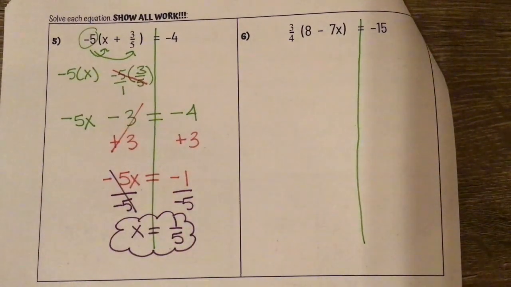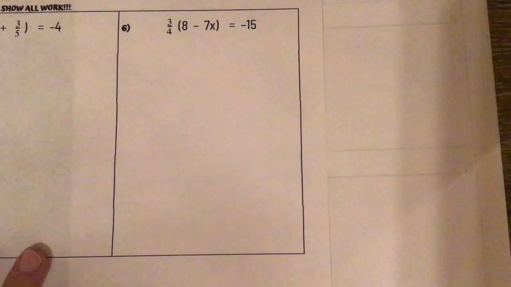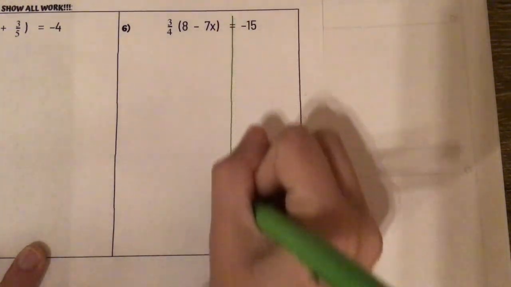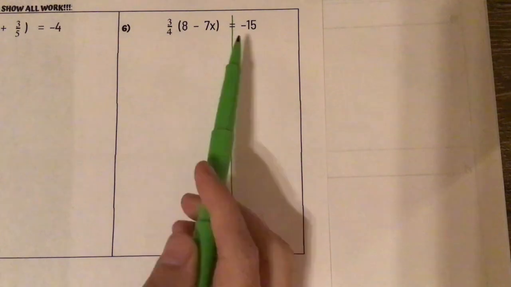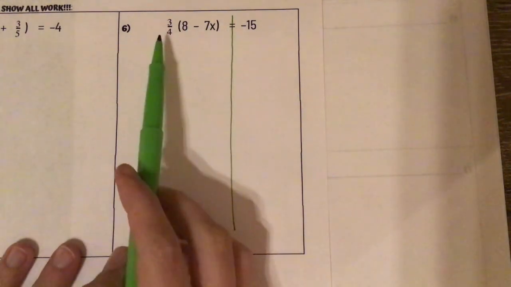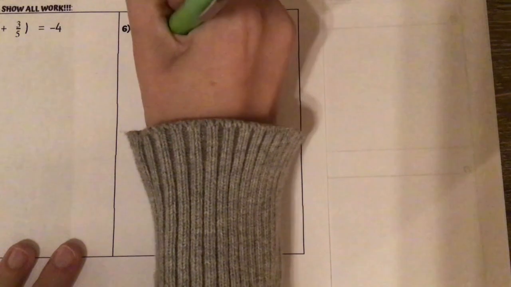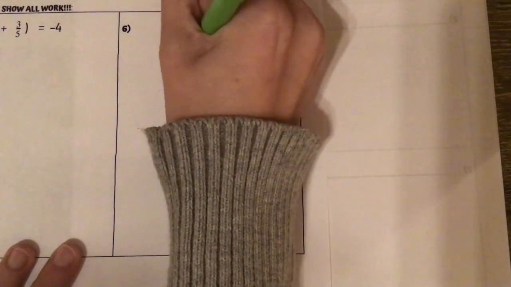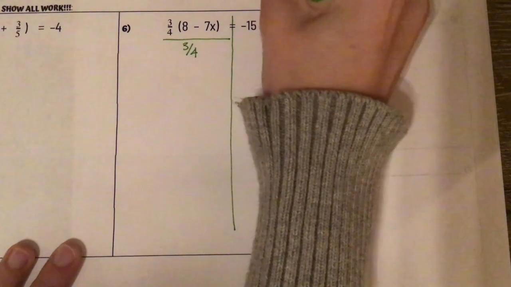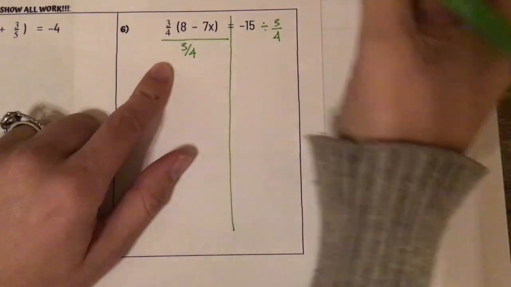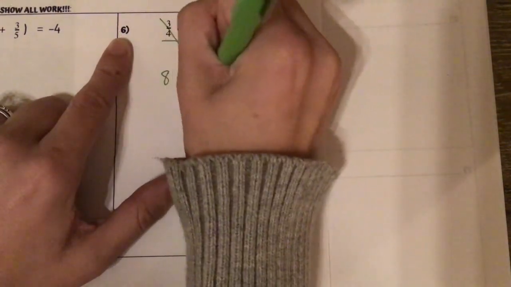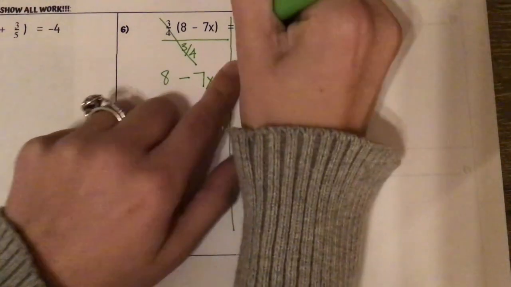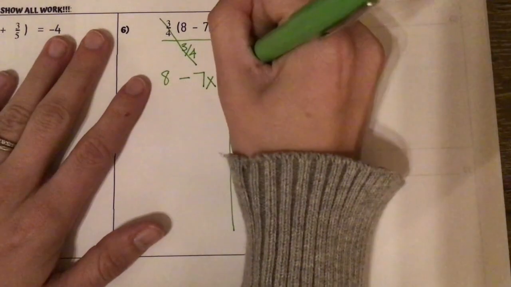So I've drawn my line down. So we're going to do our first step of drawing our line down the middle. And then I'm going to solve this one doing it the second way, where I get rid of the fraction first instead of distributing. So we've got 3/4 on the outside. It's being multiplied, so I'm going to divide the whole thing by 3/4. On the side with the variable over here, these should cancel each other out. We're left with just 8 minus 7x. Over here, I need to keep it, switch it, flip it.